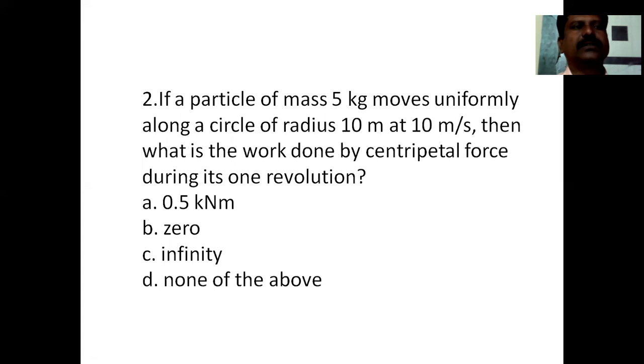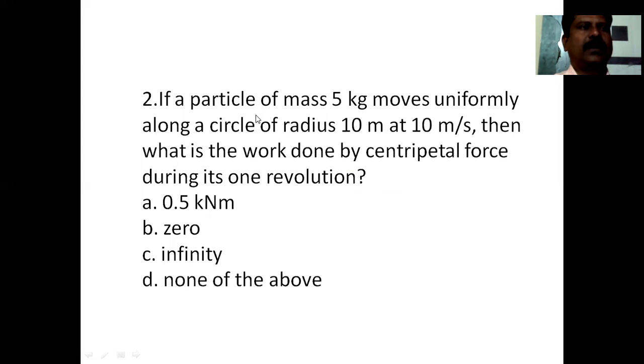Okay, so let's see another example. If a particle of mass 5 kg moves uniformly along a circle of radius 10 meter at a speed of 10 meter per second, then what is the work done by the centripetal force during one revolution?